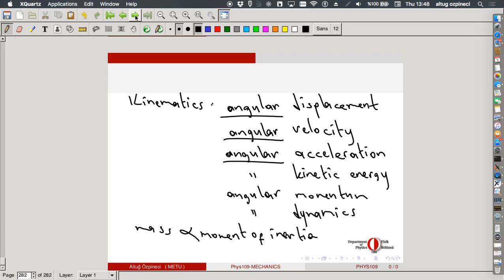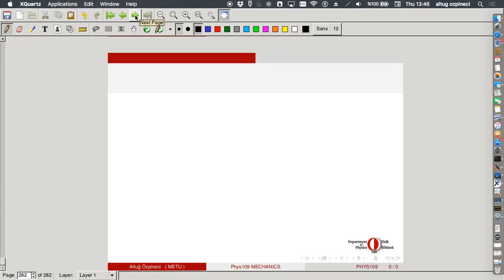Now, first, let's try to describe the motion. But before that, we will not be dealing with general rotations. We will be dealing with only some simple cases of rotations. Now, the simplification we will assume is that we will have rigid objects. We will study rigid body motion, which basically means that the object doesn't change its shape.